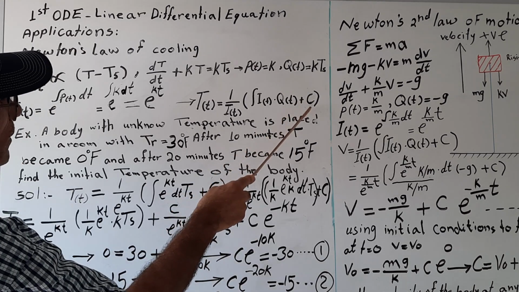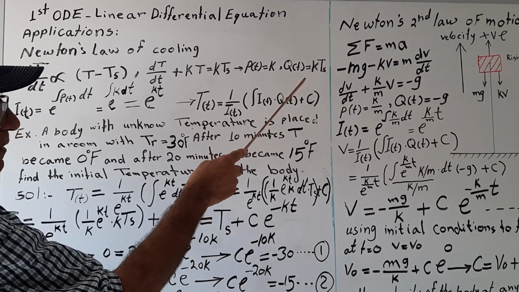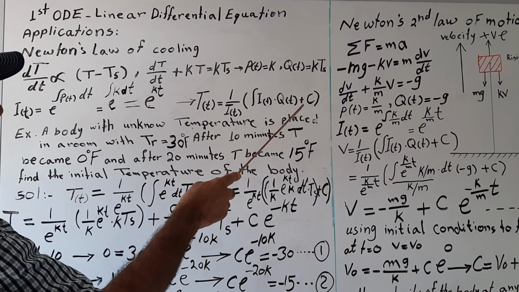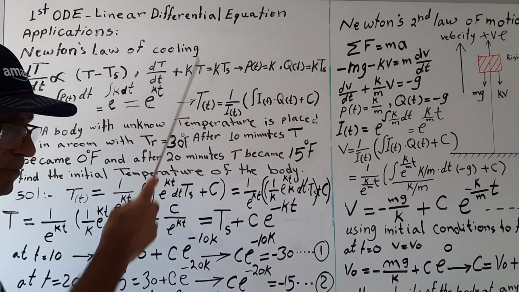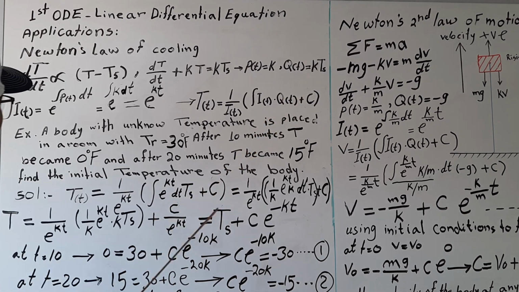There's a difference between this C and this K. This K is related to the material itself, so the surface area or the material type, what type of material. But this C we got from our solution, the constant of integration.